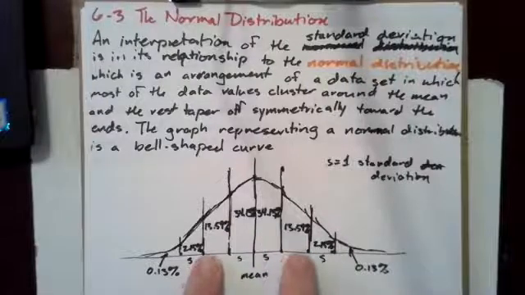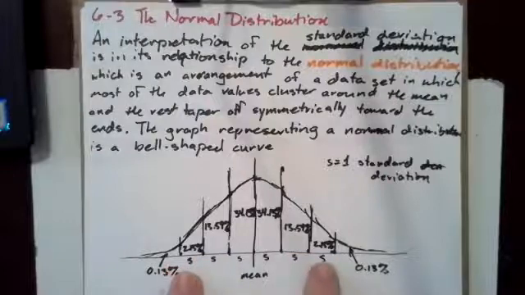In the regions second closest to the mean, we've got 13.59% of the data values. And in the regions third closest to the mean, we've got 2.15% of data values. Beyond that, we only have 0.13% of data values.